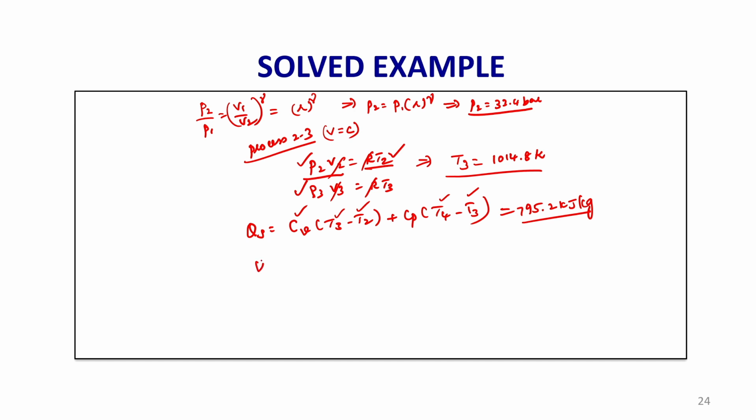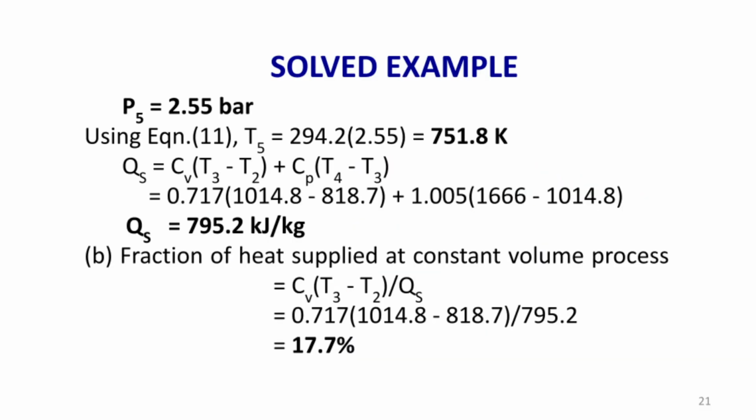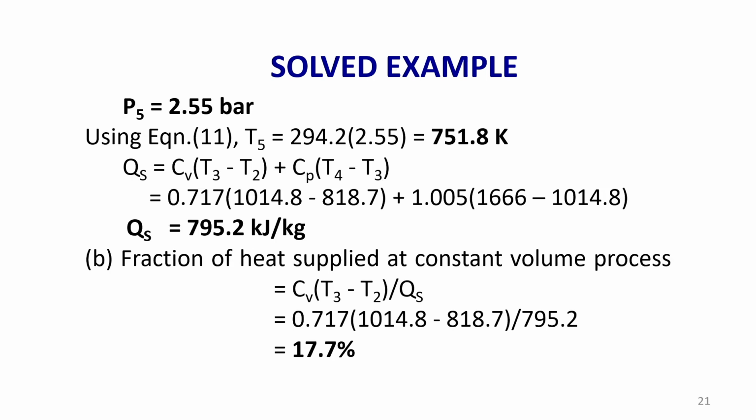We have been asked to determine the net work done in the cycle. So, we have to find out QR. Heat is rejected at constant volume only. So, Cv into T5 minus T1. T5 I have found using this formula.